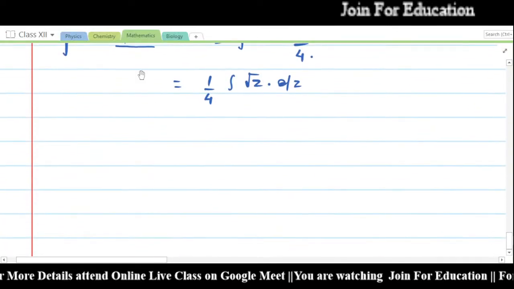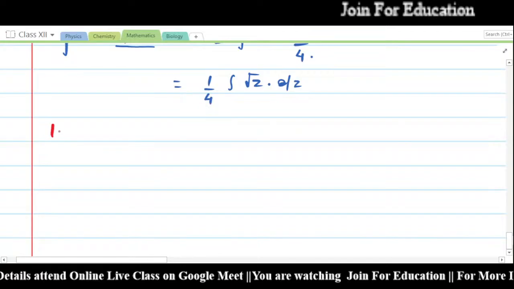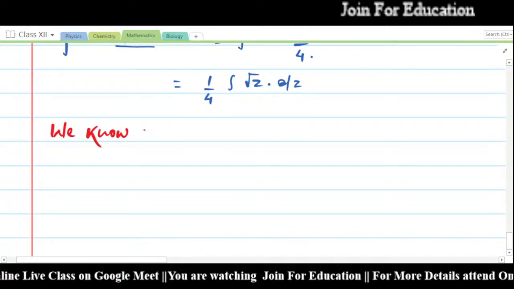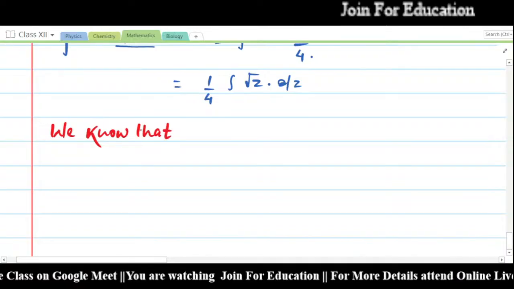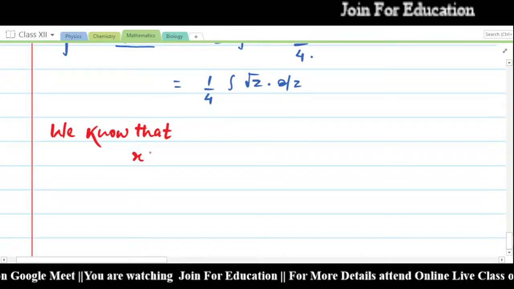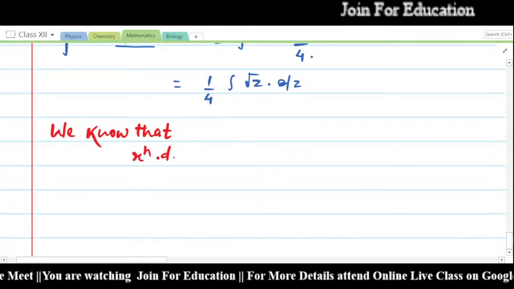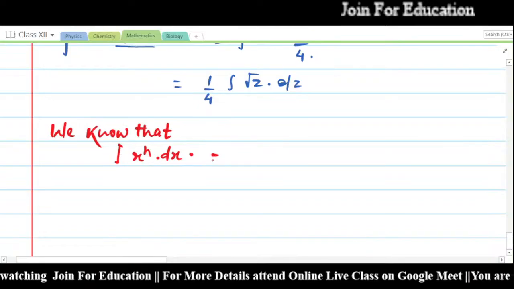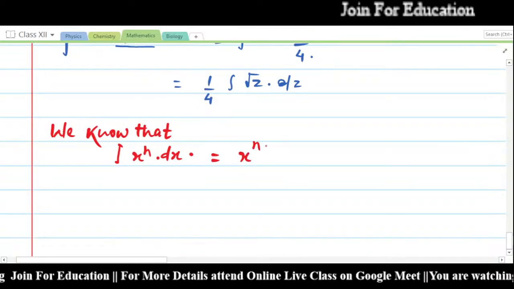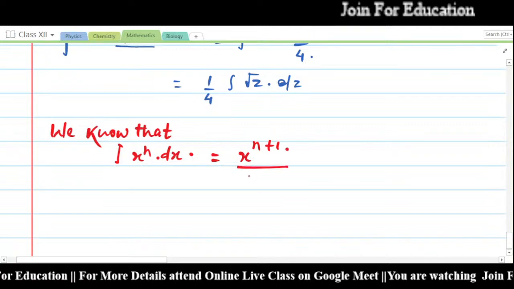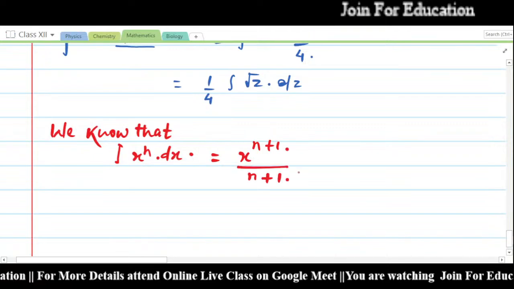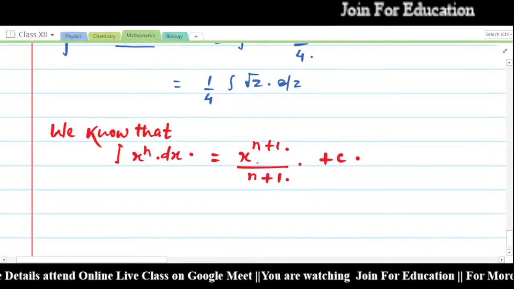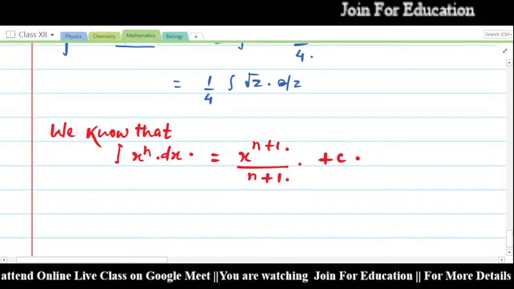Now we recall the formula. We write down here that the integration of x to the power n into dx equals x to the power n plus 1 by n plus 1, plus c. I hope there is no problem. This is the general formula.